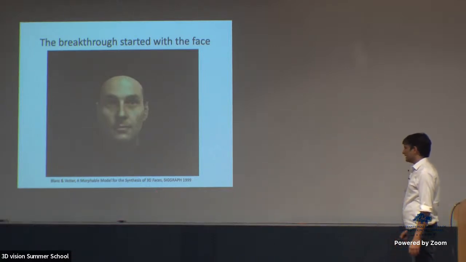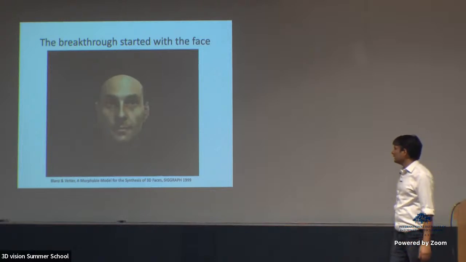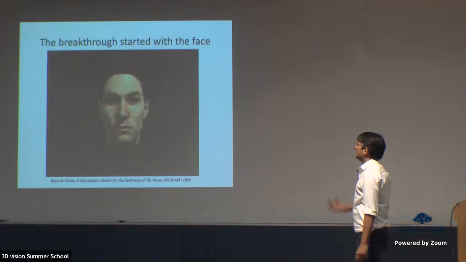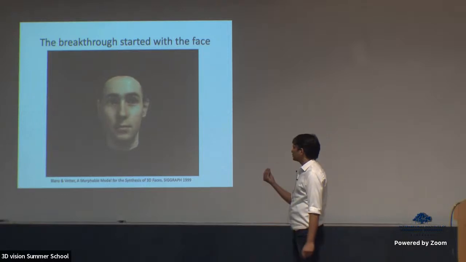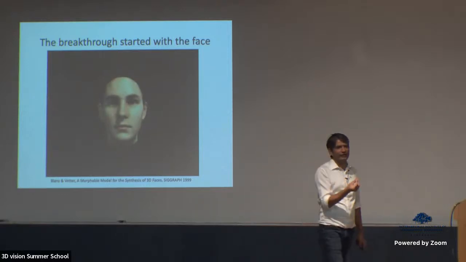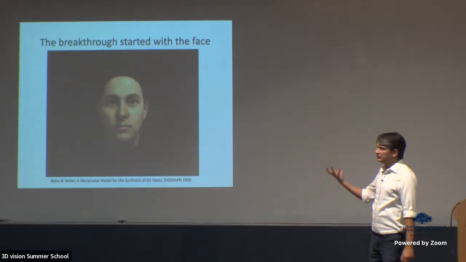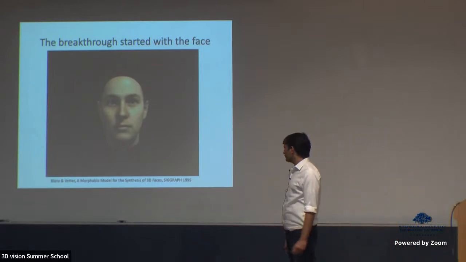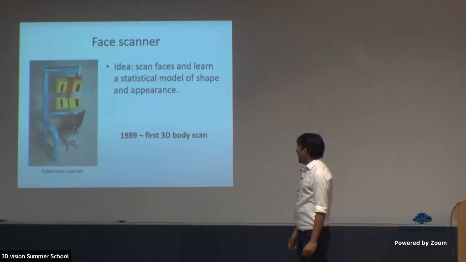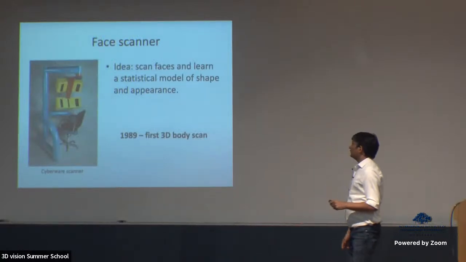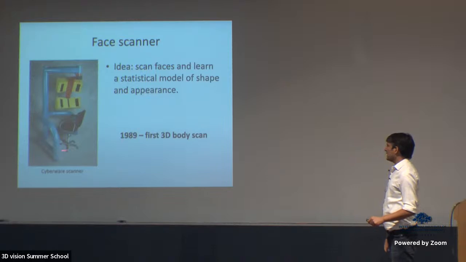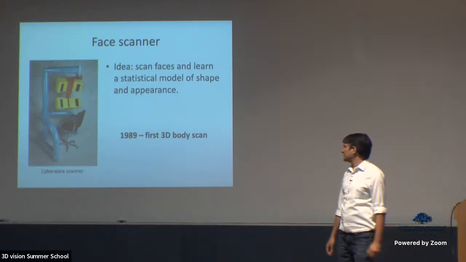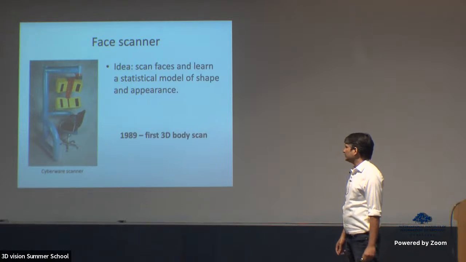This was published in SIGGRAPH 1999, A Morphable Model for the Synthesis of 3D Faces. And here he could morph the shape and also the pose of the face, right? So he came up with this morphable 3D model of the face, where he could change the shape and pose of the 3D model. So the first face scanner looked something like this. And in 1989, the first 3D body scanner was kind of created.